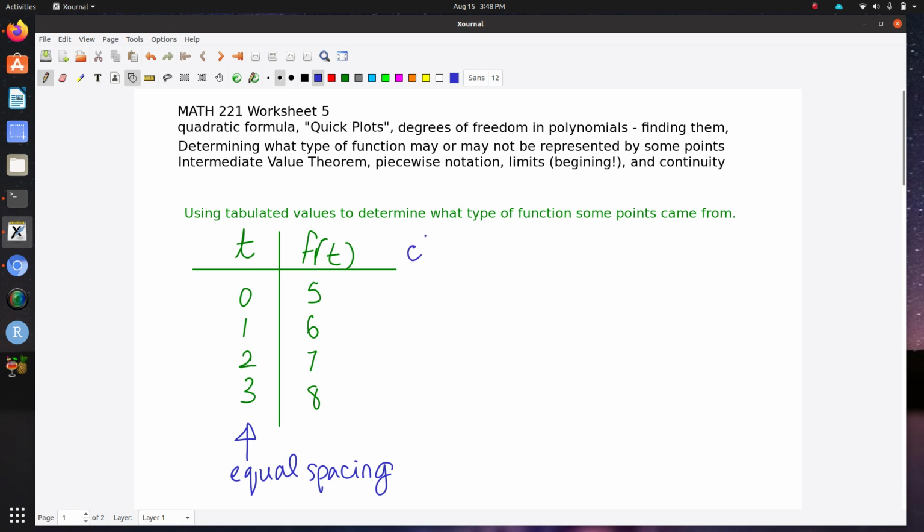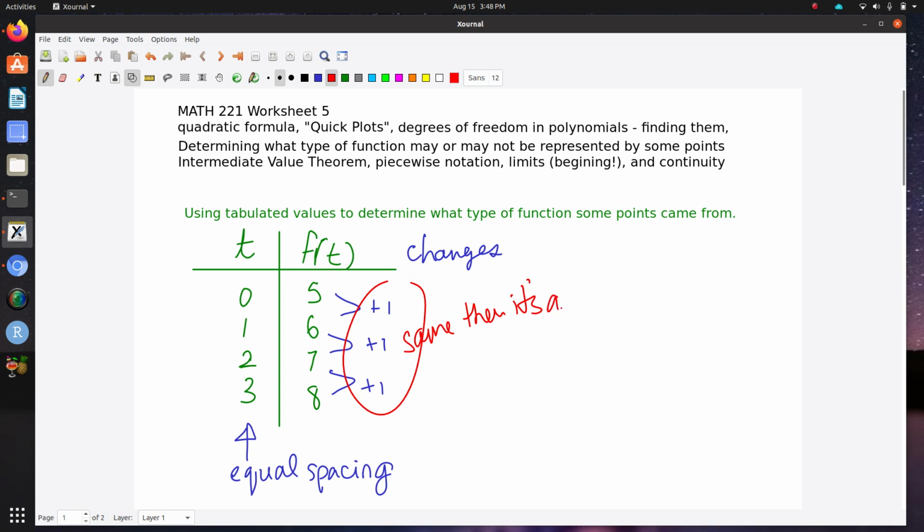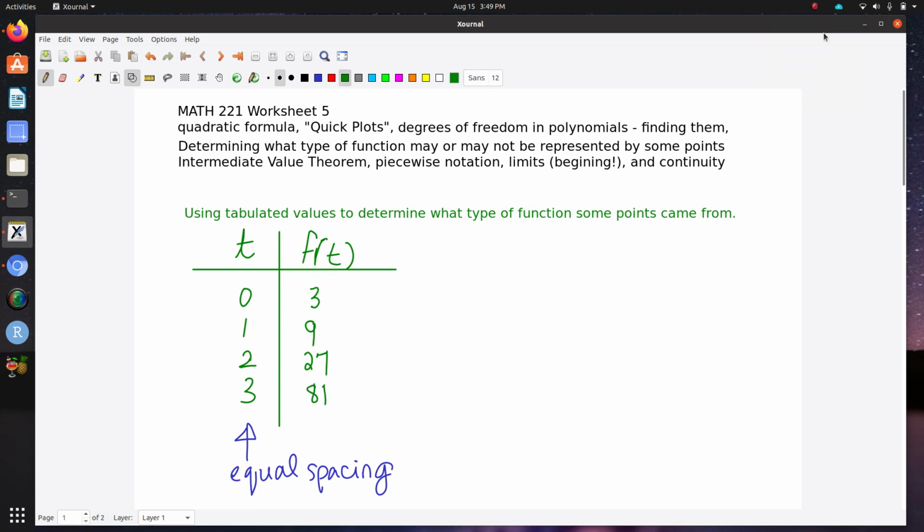So what do you do? You look at the changes, like you know this is a line, but you just sort of go like this and say, okay, plus 1, plus 1, plus 1. If all the changes are the same, then you have a line. Of course I'm going to use the easy example for myself, but it's the same process that you have to use on the homework.